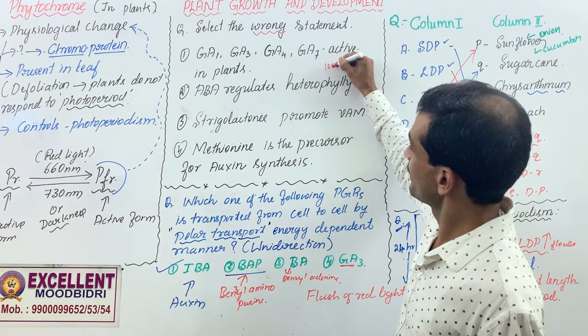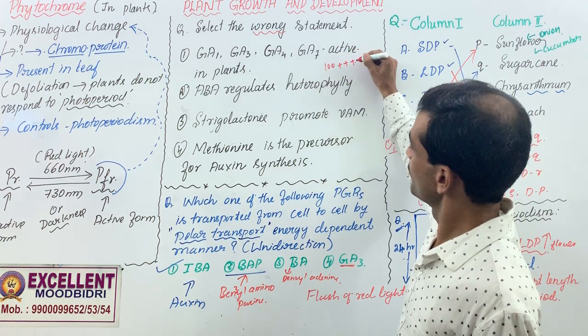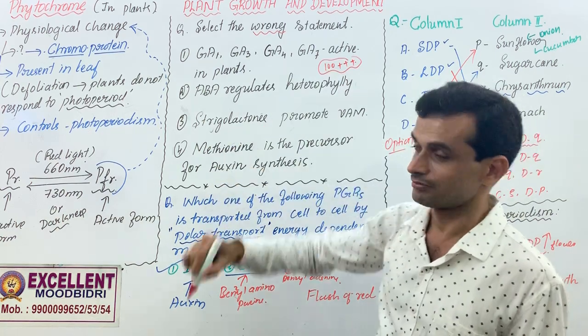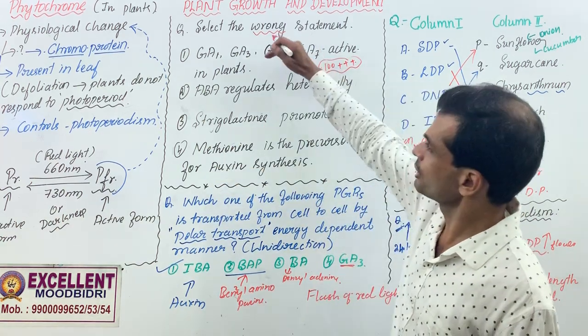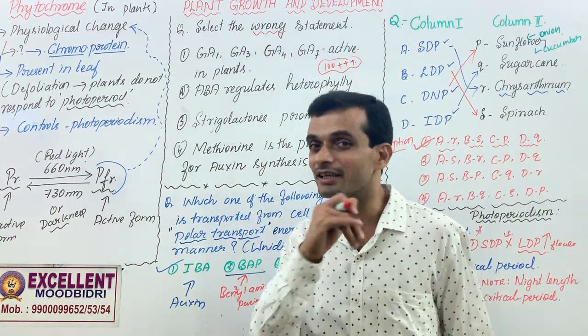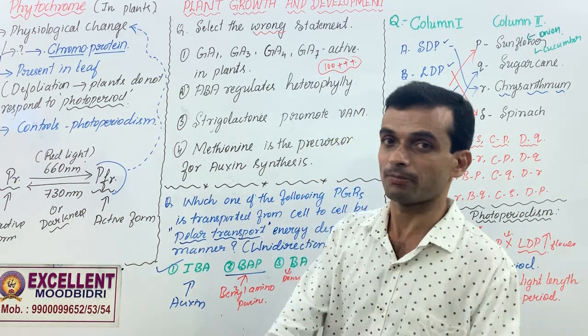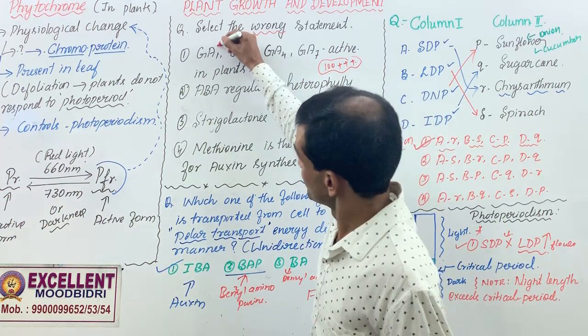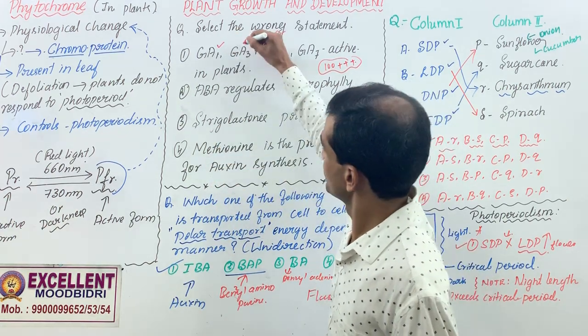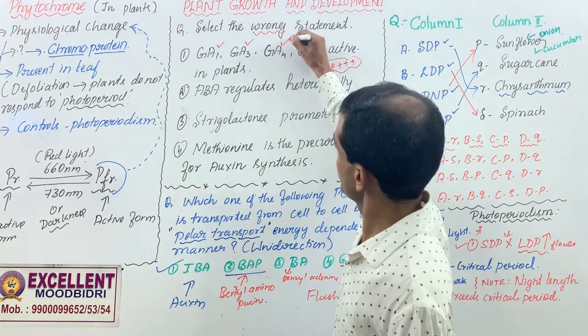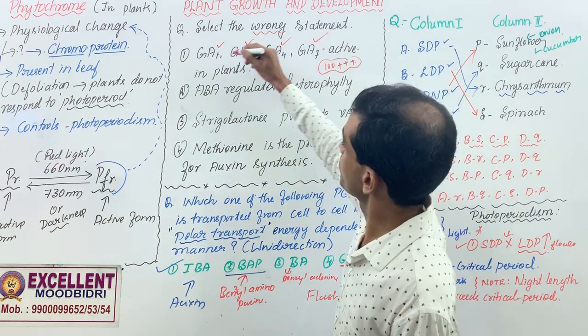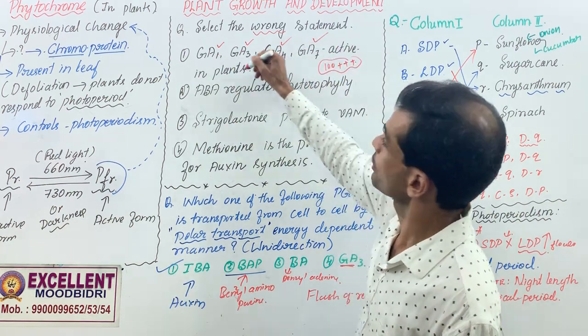There are hundreds of hormones belonging to this category gibberellic acid. All are not naturally found in plant. This is naturally present in plant. 1, 2, 3, 4 active in plant.